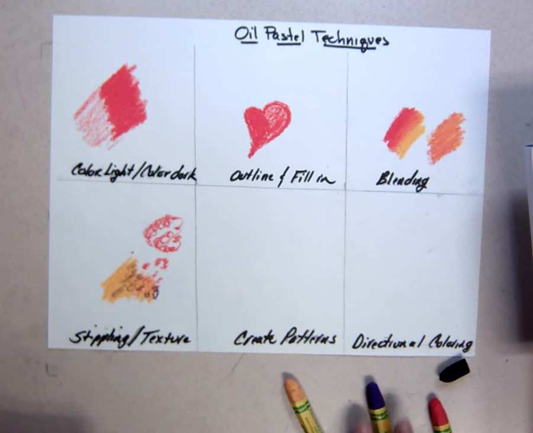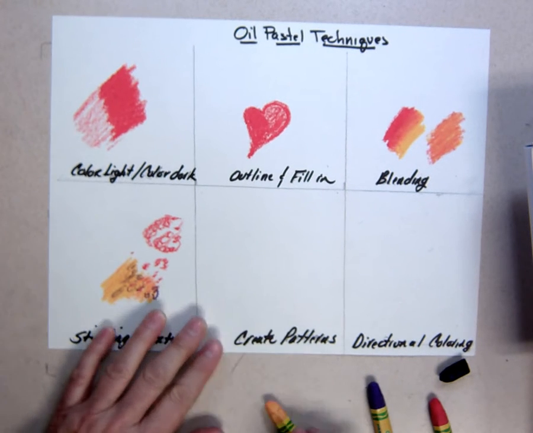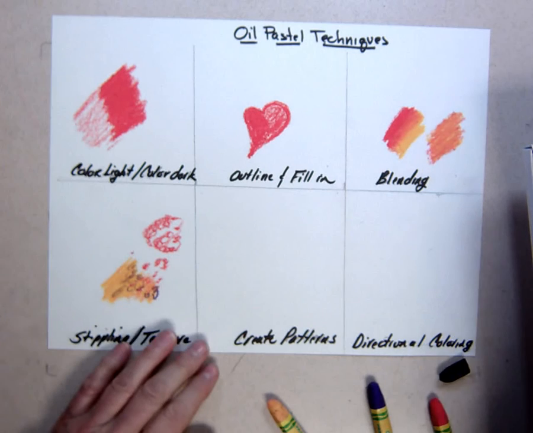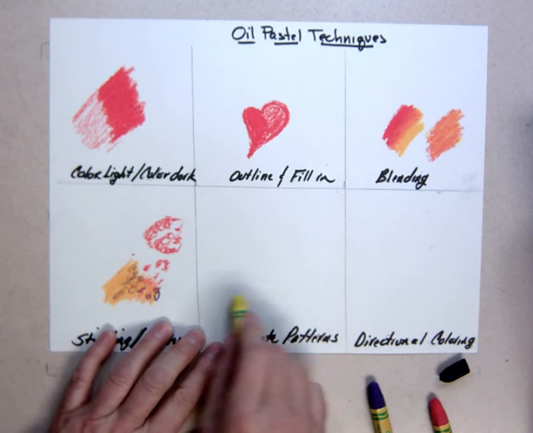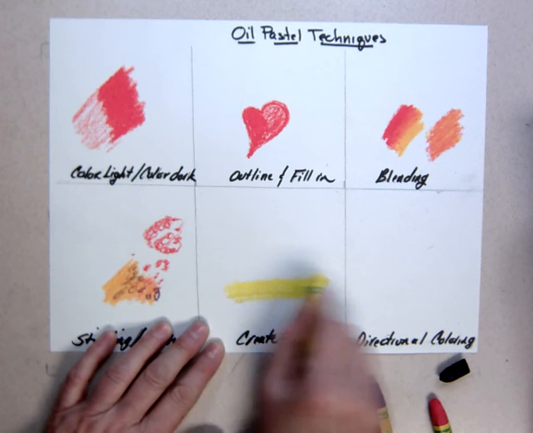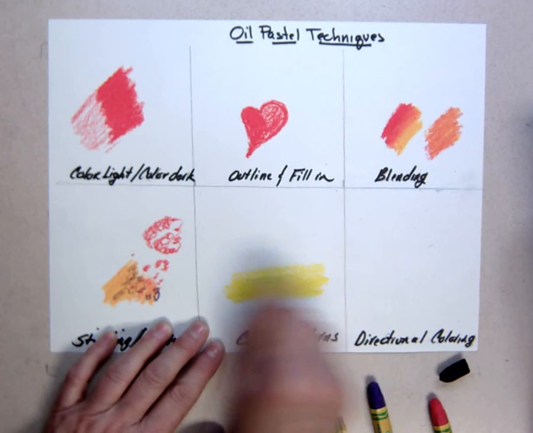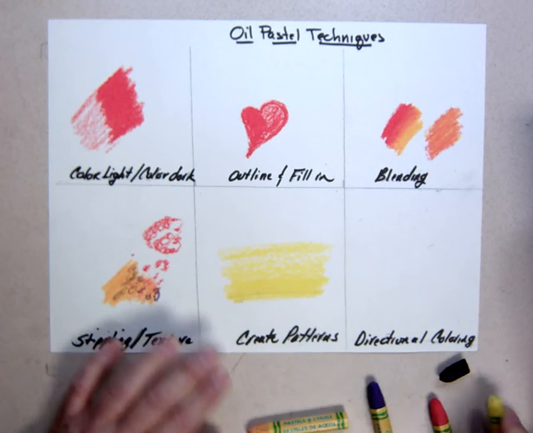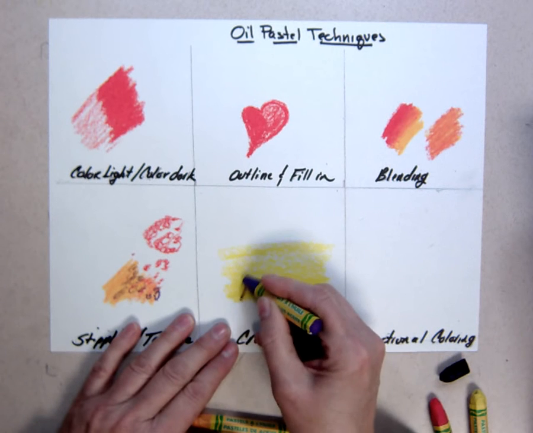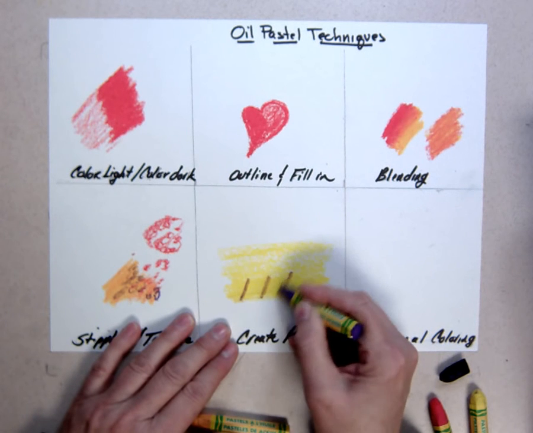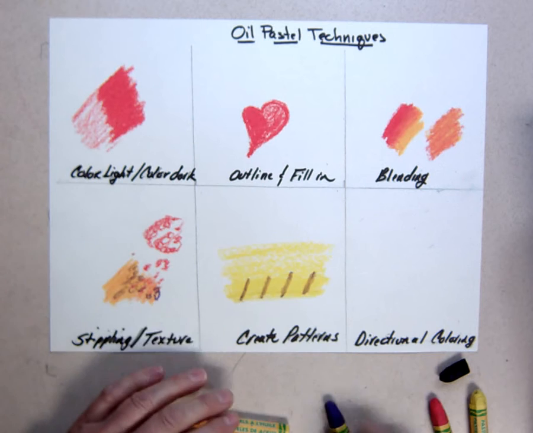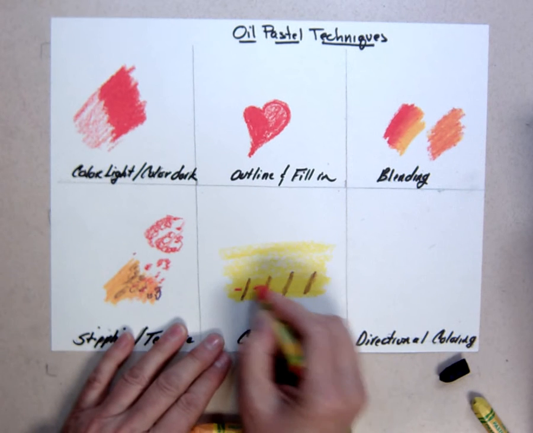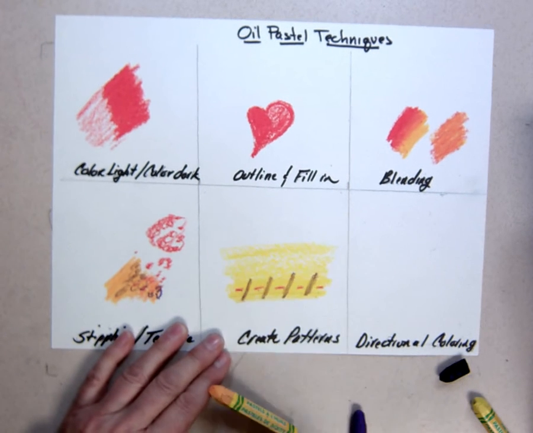I can create patterns. So again, you can lay down the background color if you want. It could be done either dark or light, and then you could always create patterns using oil pastels.